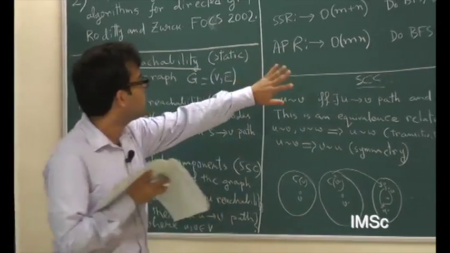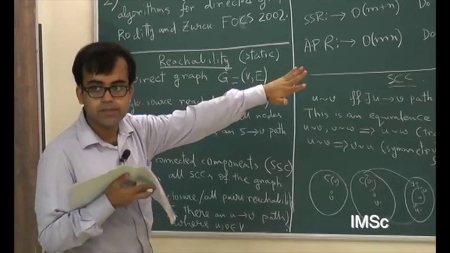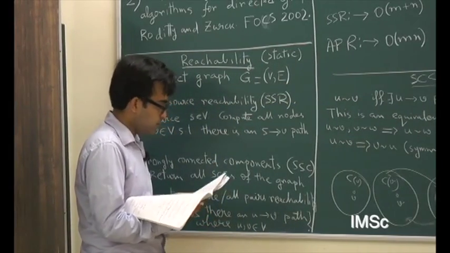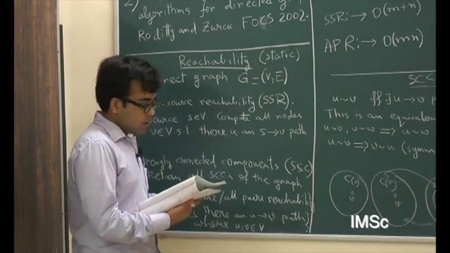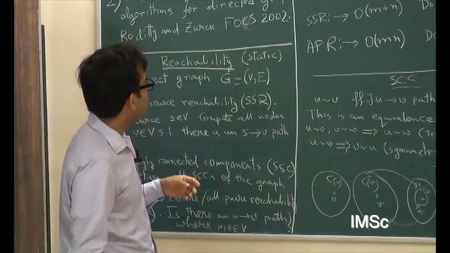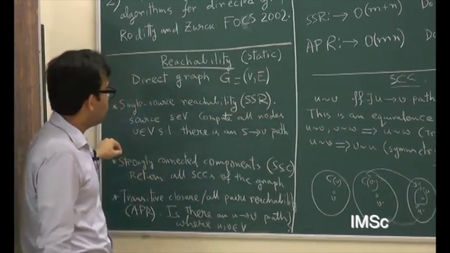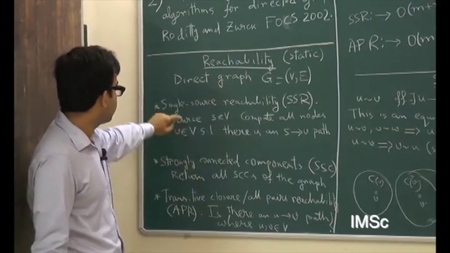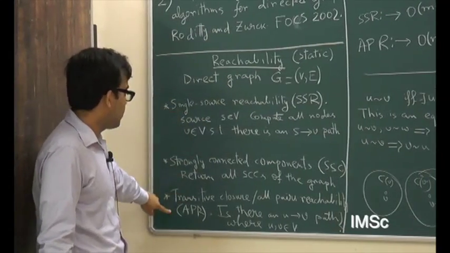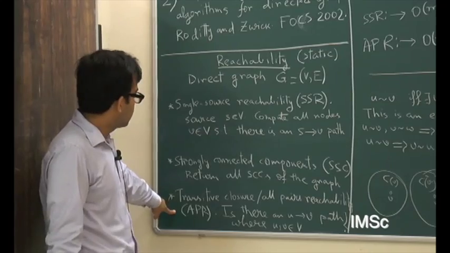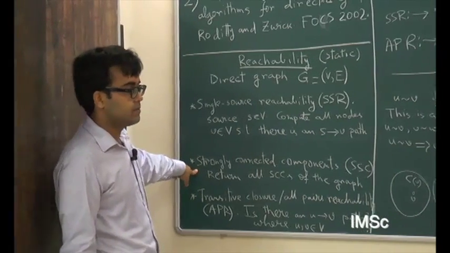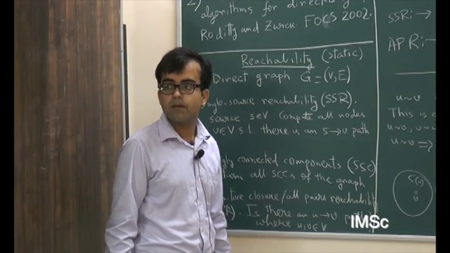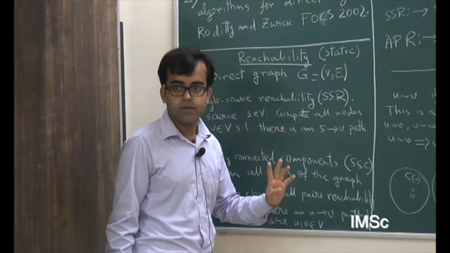Now, we need to keep this thing in mind. We will be using this thing multiple times while we are looking at dynamic reachability. Now, so far we have been considering the static setting, and we considered the best known algorithms for single source reachability and all pairs reachability. What is the best known static algorithm for strongly connected components? Order m plus n, right.